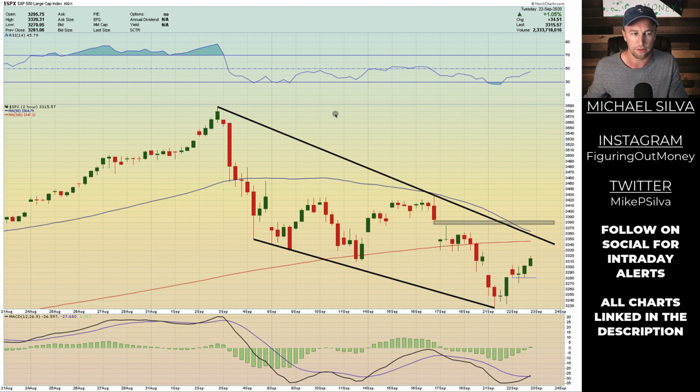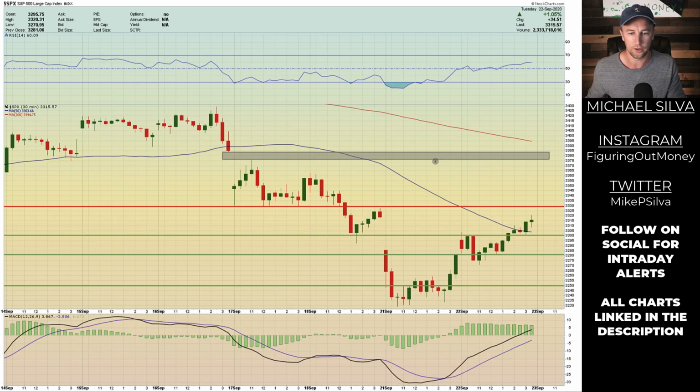All right, let's go to the 30-minute time frame. So here is the 30-minute time frame. We have a gap that has yet to be filled up here from 33.75 up to 33.85. We have the 200 period sloping down. We have this area of resistance right above it.